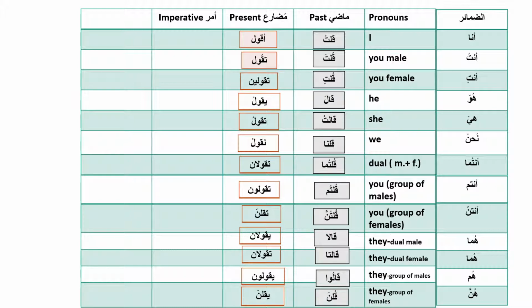Imperative verb, remember, we conjugate imperative verb only with five pronouns. قل. قولي. قولا. قولوا. قلن.